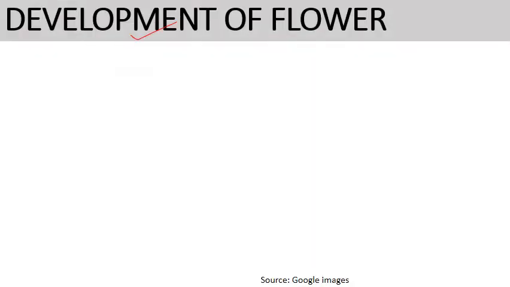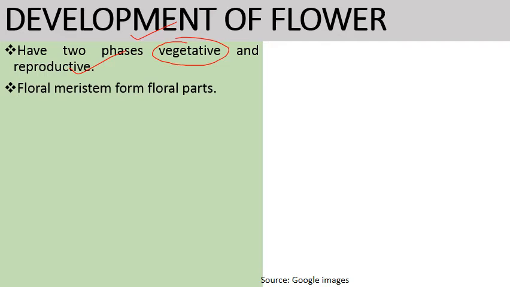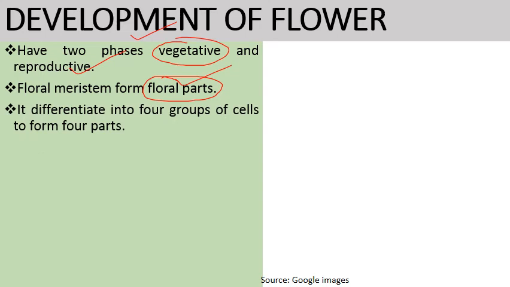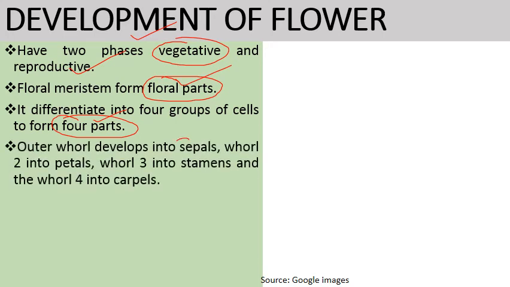Next comes development of flower. Flower की development कैसे होती है? So there are two phases. One is vegetative phase and other one is reproductive phase. So floral meristem forms floral parts. It differentiates into four groups of cells to form four parts of the flower, four whorls we can say. Outer whorl develops into sepals and second whorl into petals. Whorl number three is modified into stamens and the fourth whorl is converted into the carpels.